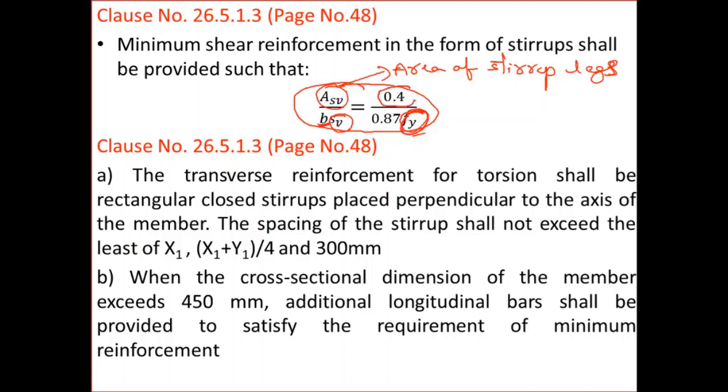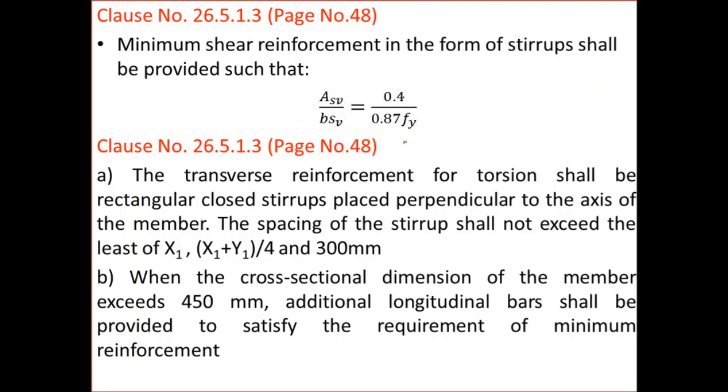Now whatever the 0.4 is there, that represents that we have to design the shear reinforcement for the minimum shear of 0.4 Newton per mm square. We have to design the shear reinforcement for the minimum shear of 0.4 Newton per mm square. That's the clause. Next clause is related to the torsional reinforcement.